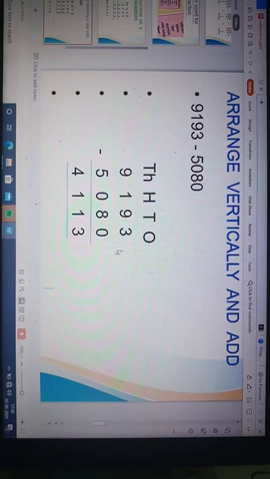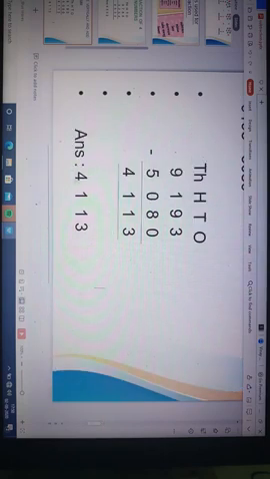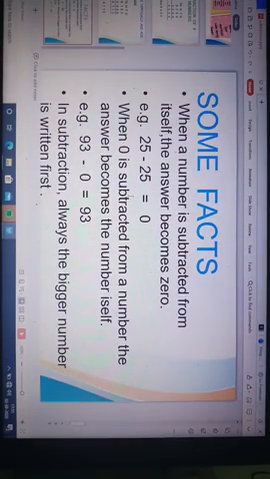Again subtract ones, 3 minus 0, 3. Then tens, 9 minus 8, 1. Then hundreds, 1 minus 0, 1. And then thousands, 9 minus 5 is 4. Is it clear, beta? First of all, arrange these numbers in columns and then subtract. The answer we get is 4113.